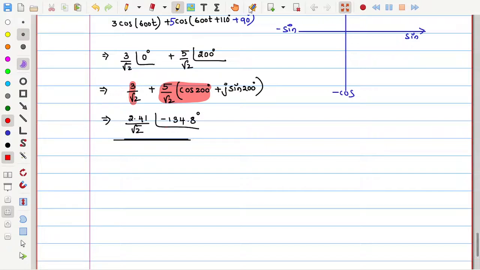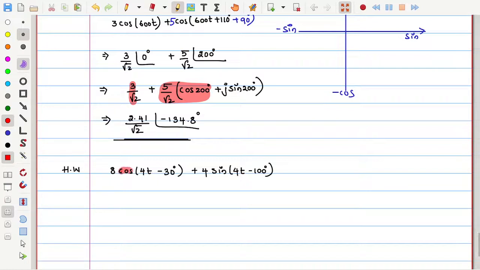So next, let me give one more simple question and let us see how many of you will do this problem. This is just like homework. 8 cos 4t minus 30 degrees plus 4 sin 4t minus 100 degrees. That is 8 by square root of 2 at angle minus 30 degrees plus 4 by square root of 2 at angle minus 100 degrees.